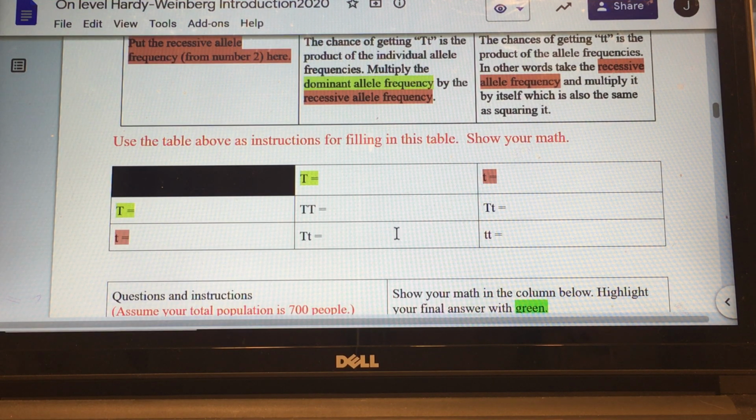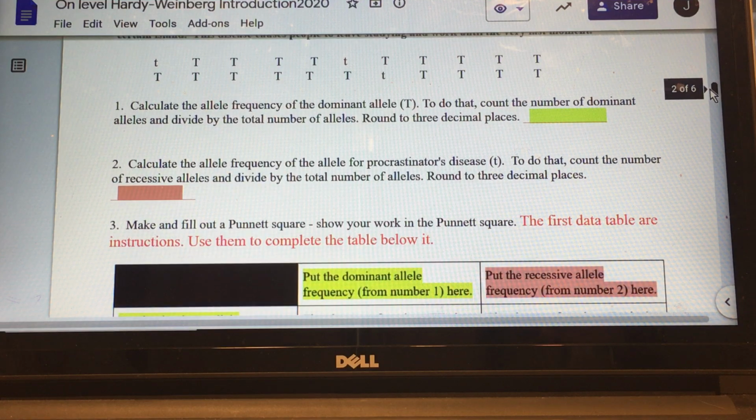And then whatever that equals here, you can just copy and paste from here to here, because you're going to do the same thing over here. You're going to do your dominant allele frequency times your recessive allele frequency. Now I've color coded that. If you're wondering, well, how do I know my dominant and recessive allele frequencies? I told you how to calculate them here.